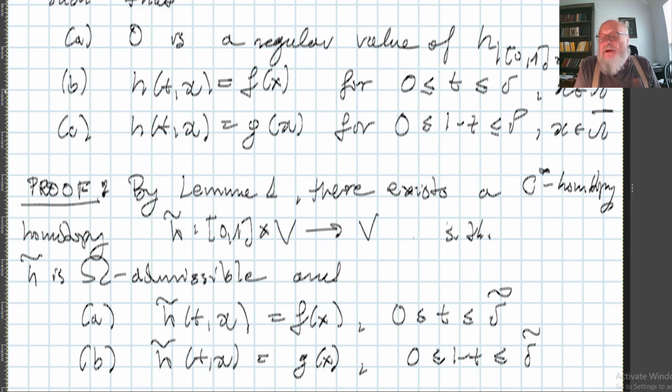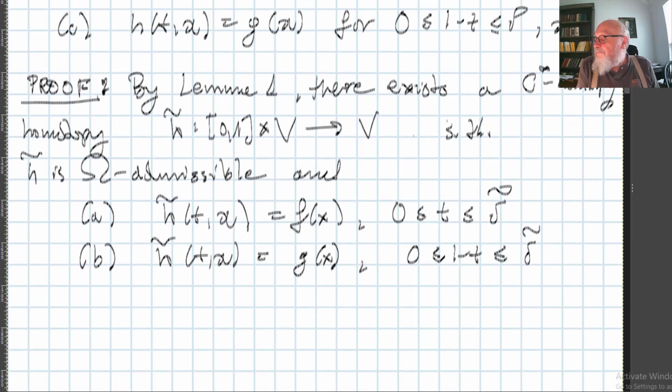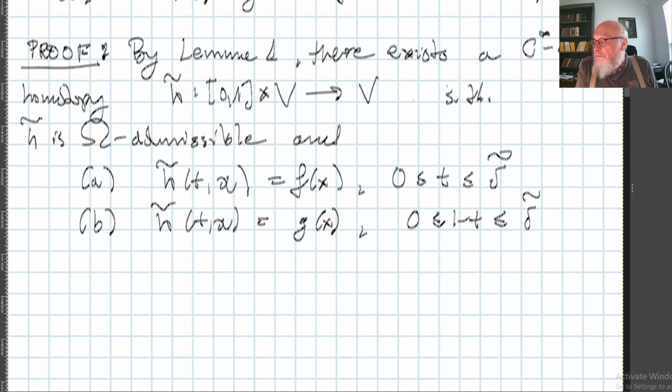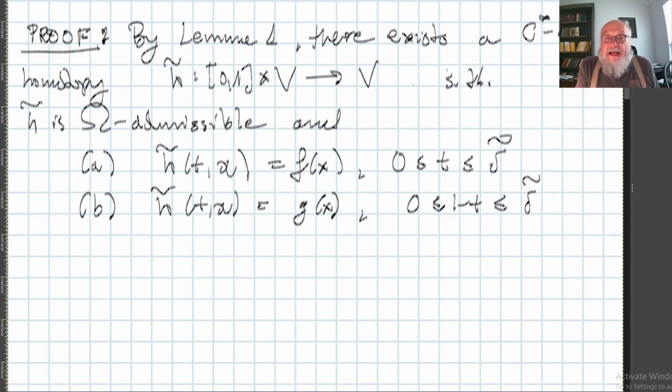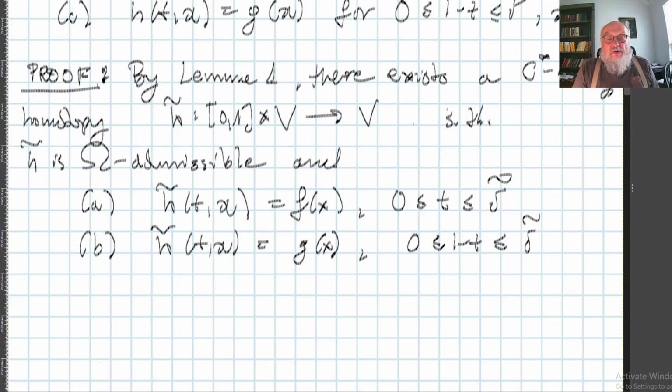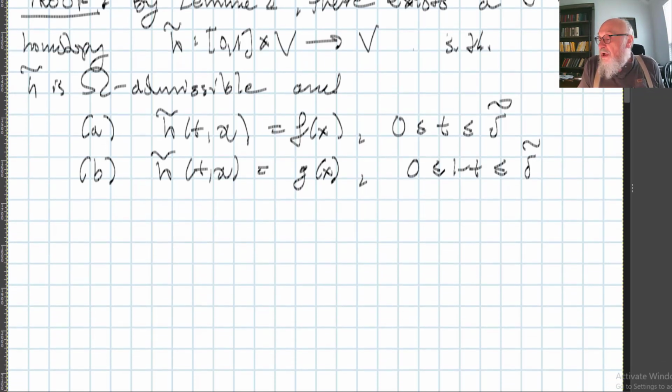So we have it by lemma number 1. So by lemma number 1, and now let me correct this homotopy to a homotopy such that this will have 0 as a regular value. So we are constructing a homotopy H that will have 0 as a regular value.